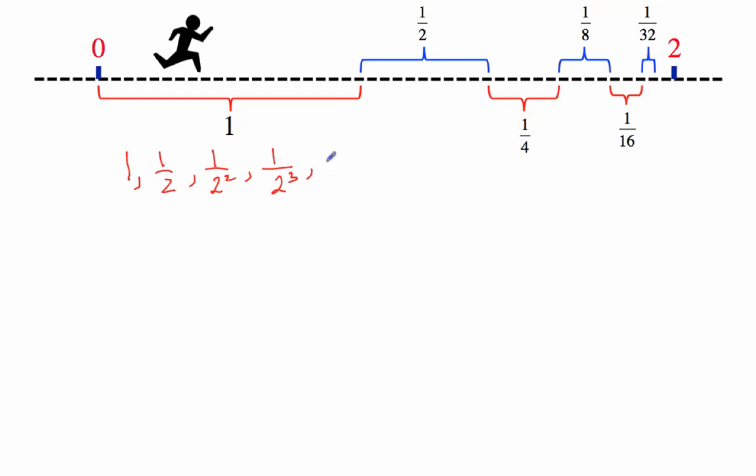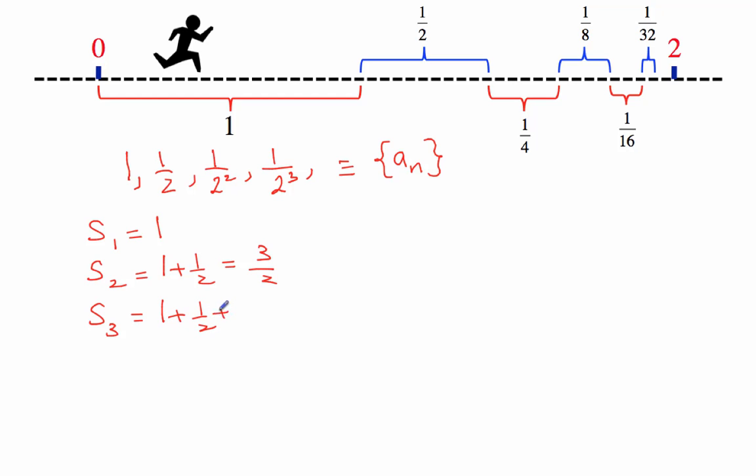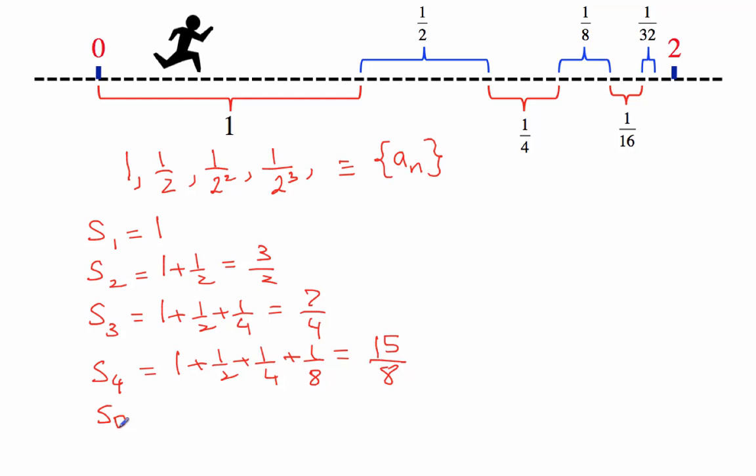And so, this being our sequence An, let me make S1, S2, and so forth. So S1 is 1. S2 is 1 plus a half, which is 3 over 2. S3 then will be 1 plus a half plus 1/4, and this is 7 over 4. S4 will then be 1 plus a half plus a quarter plus 1 over 8, and you can easily calculate that to be 15 over 8. S5 will be, then you add all of these and you get 31 over 16, and now there's no space left over here. The point is that we're getting closer and closer to 2.